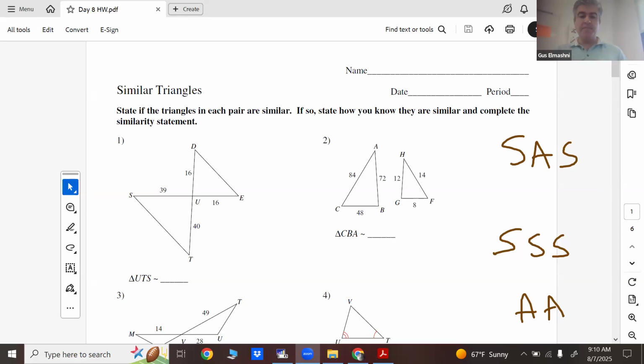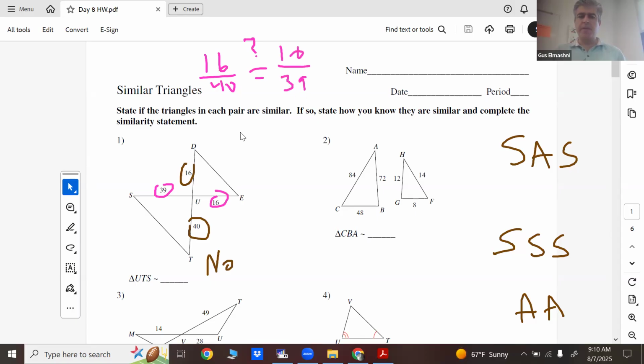So in this case, the answer is going to be no. Don't waste your time trying to state what the similar statement is. It's going to be no, mainly because 16 and 40 and this 16 and 39, they don't line up. But if 16 over 40, is that going to equal 16 over 39? No way. Even though these angles opposite are the same, doesn't matter. We can't say these are similar. So I'm going to say no for that one.